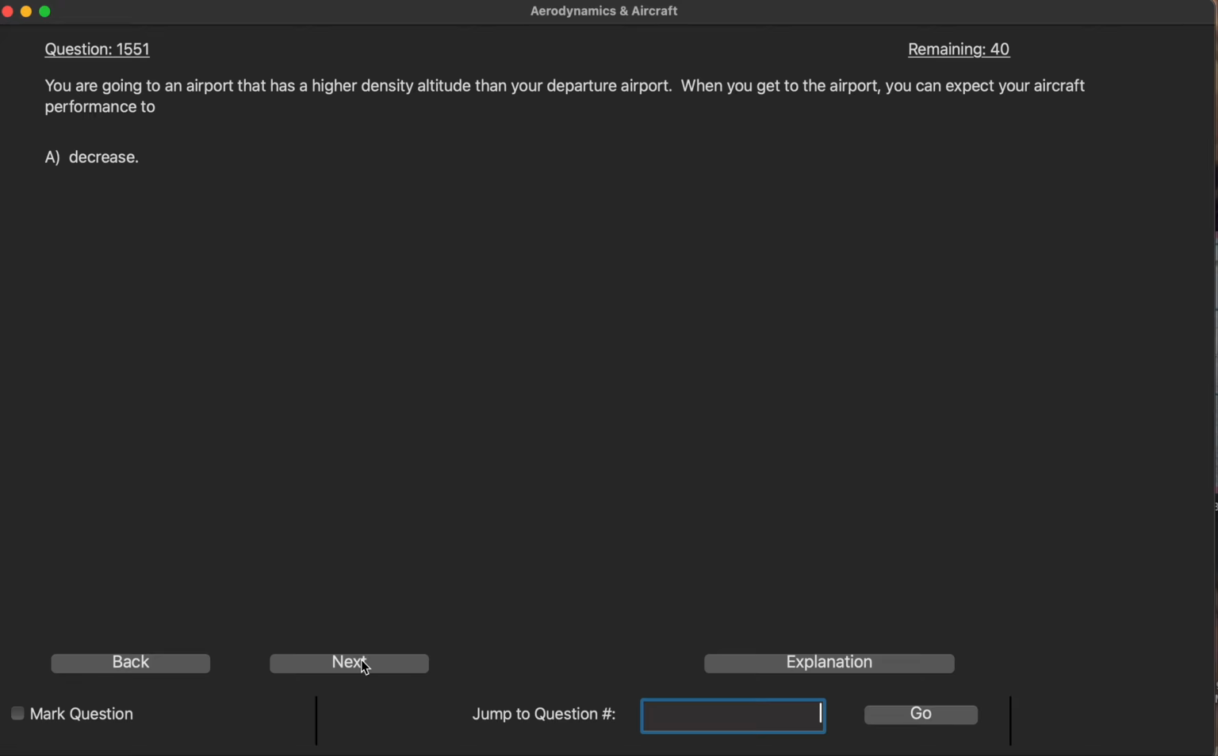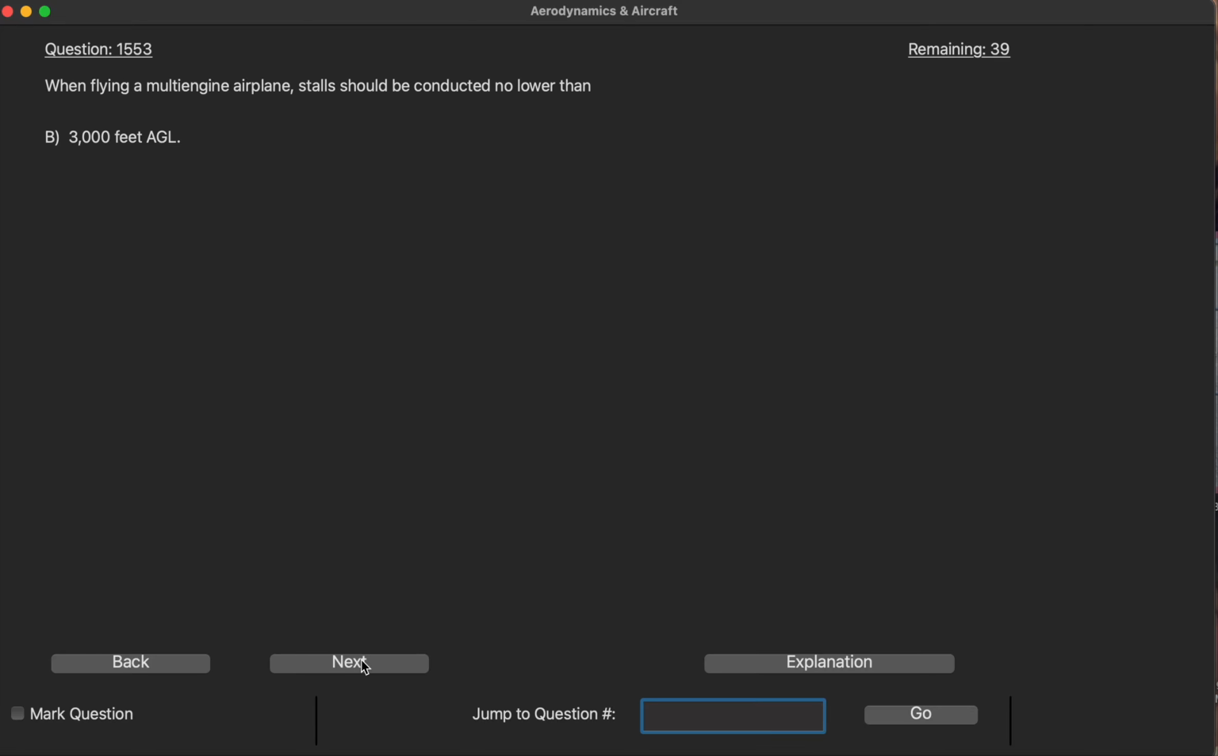Going to higher density altitude equals performance decrease. Flying a multi-engine airplane, stalls should be conducted no lower than 3,000 feet above ground level.